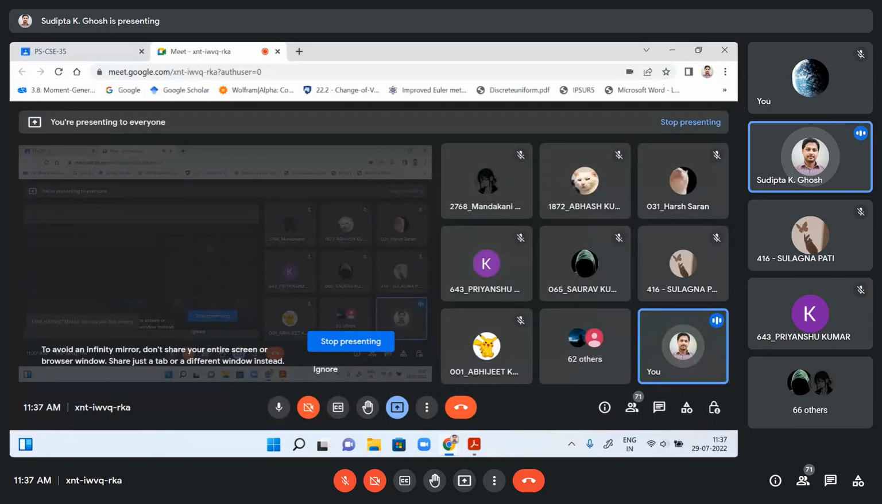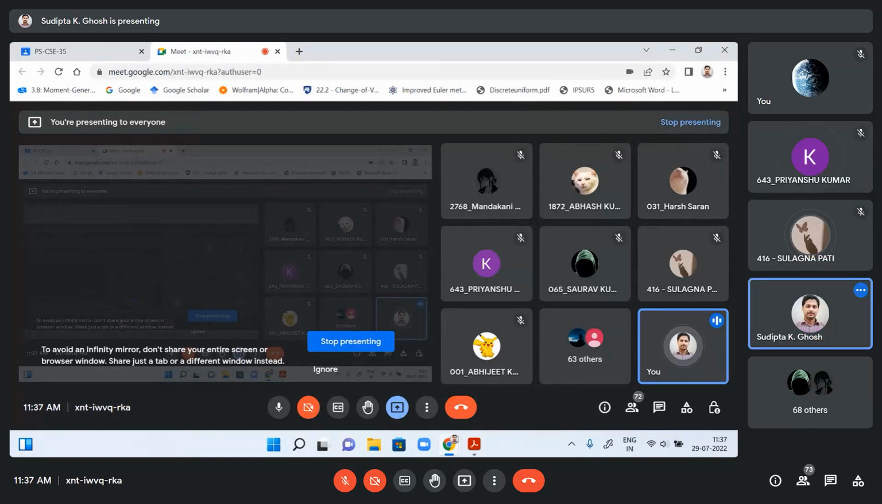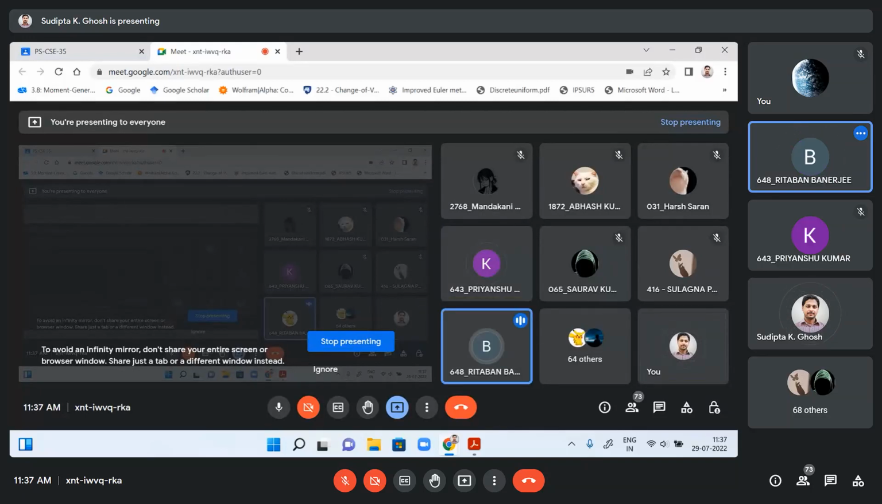Ritobhoto is there. Is it fine, Ritobhoto? He is not joining. Okay, Ritoban and Priyangshu, is it fine? Yes, sir. Clear. Okay. That's fine. Okay.